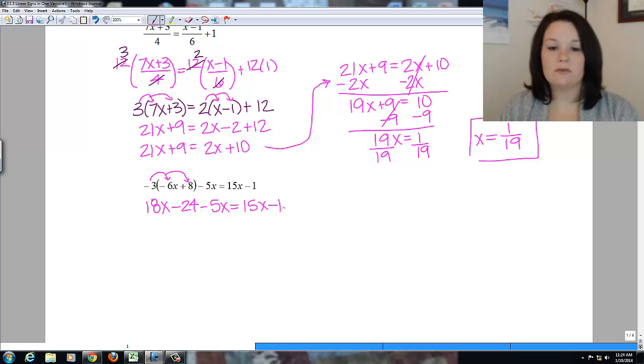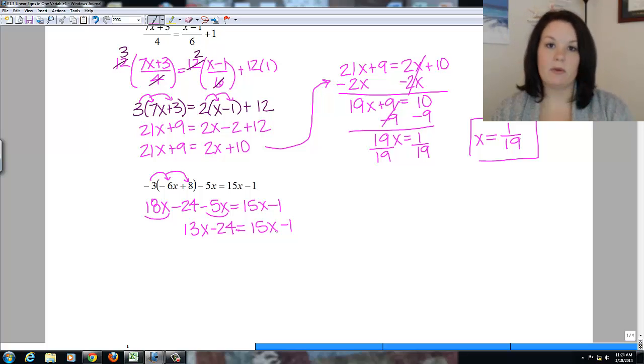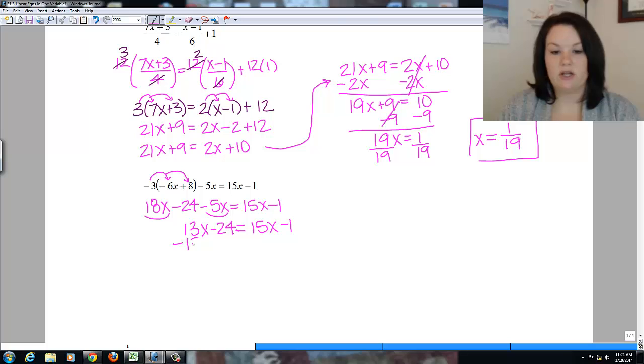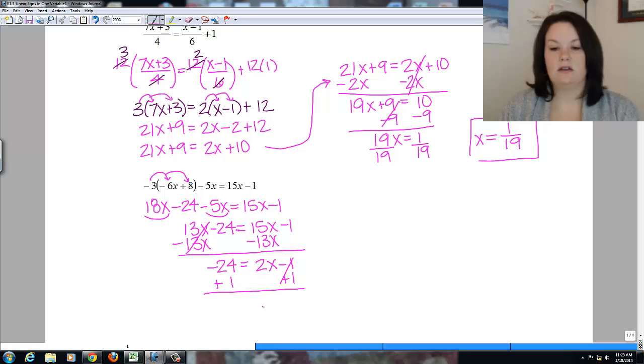I combine my like terms on the left, so 18x minus 5x leaves me with 13x minus 24 equals 15x minus 1. And then again, get all my x's on one side, get all my constant terms on the other. So I'm going to subtract 13x from both sides to get all my x's on one side. So I get negative 24 is equal to 2x minus 1, and then I'm going to add 1 to both sides to get that x term isolated, which leaves me with negative 23 on the left-hand side.